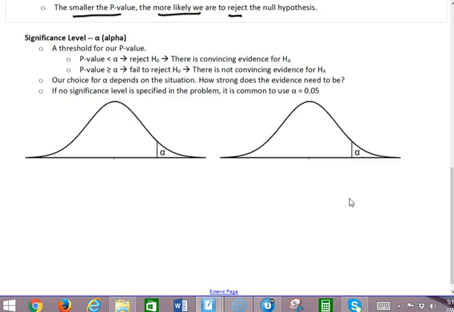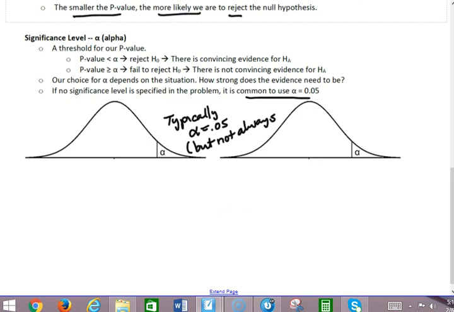So let's say we set the alpha level as this percentage right here. And very typically, we say that alpha equals 0.05, but not always. It could be less, it could be more. I mentioned right here, it's common to use 5%. So if this area were 5% under the curve, then we would see what our p-value was, and we would compare. If the p-value is less than alpha, you would reject the null hypothesis. If the p-value is greater than alpha, we would fail to reject the null hypothesis.